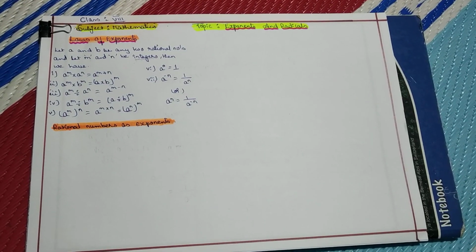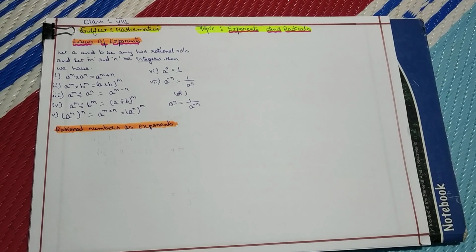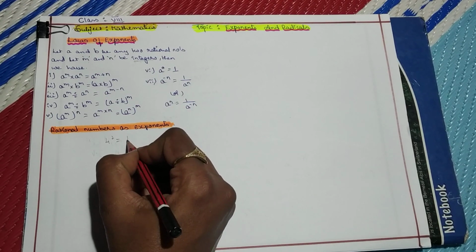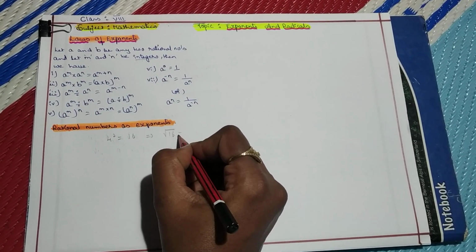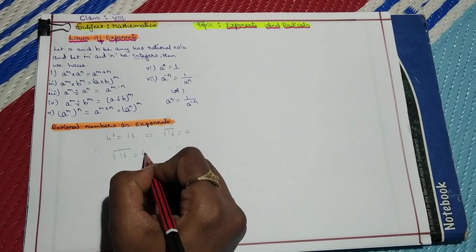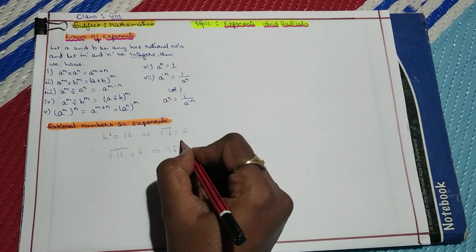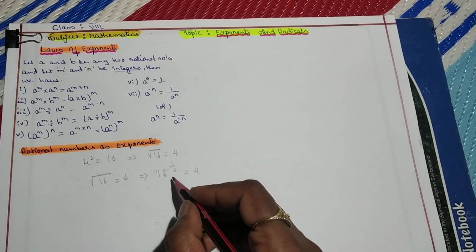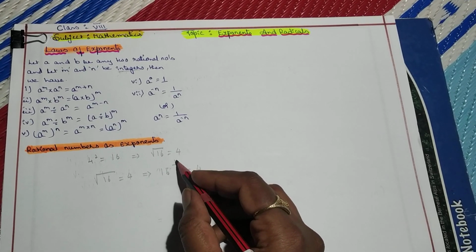We have already read about squares and square roots, cubes and cube roots in detail in the previous chapters. So we know that 4 squared can be written as 16, and inversely I can write the square root of 16 is equal to 4. The square root of 16 equal to 4 can also be expressed in the other way as 16 to the power of 1 by 2 equal to 4. So here we have base 16 and power 1 by 2.